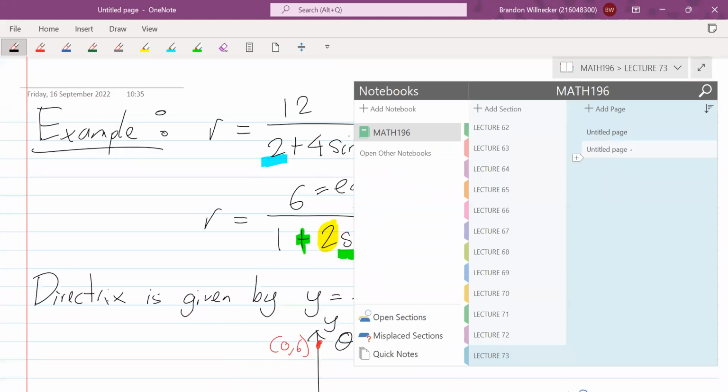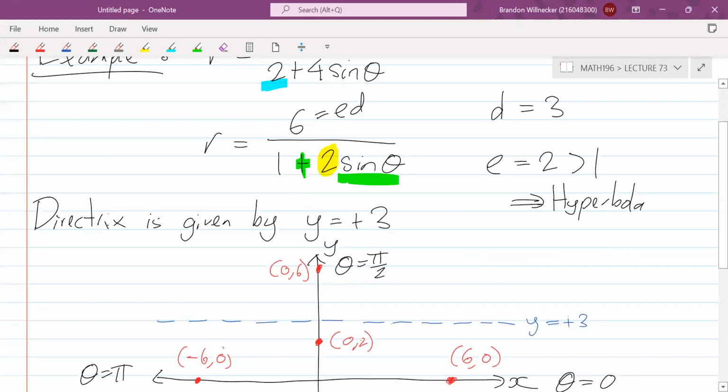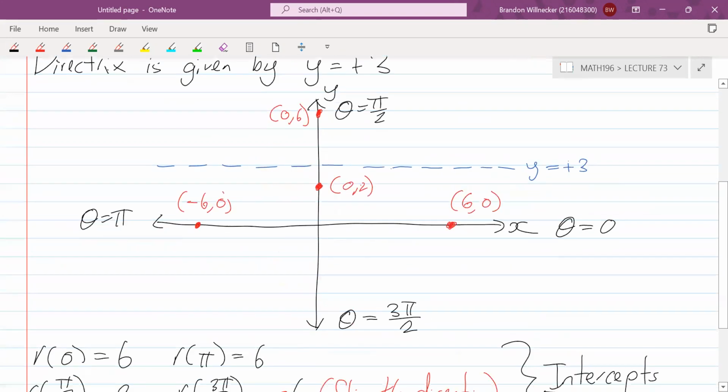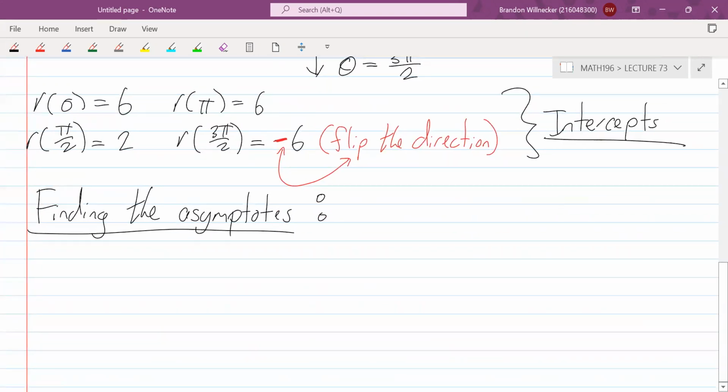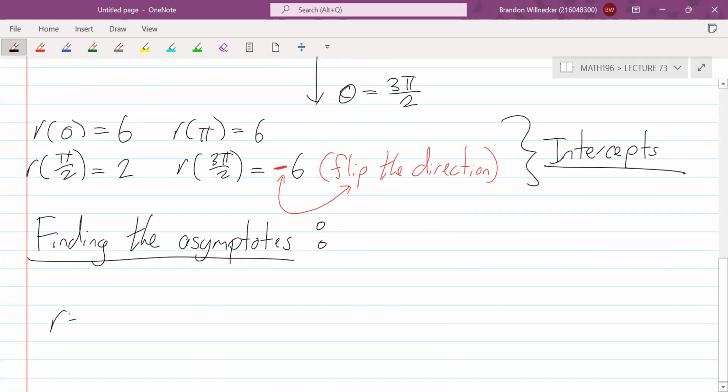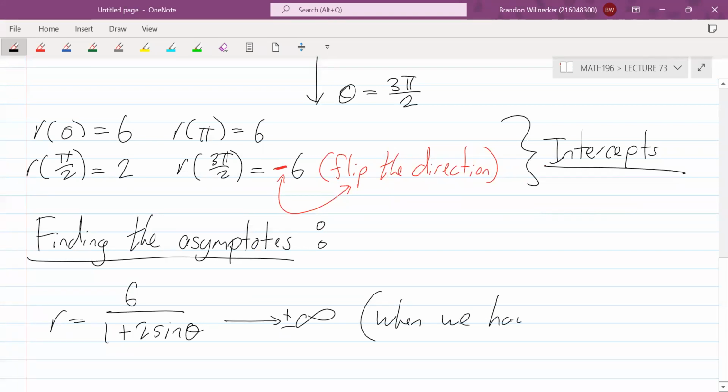So if we look here, r equals 6 over 1 plus 2 sine theta, we need that to go to infinity, plus or minus infinity, and that means we have an asymptote.